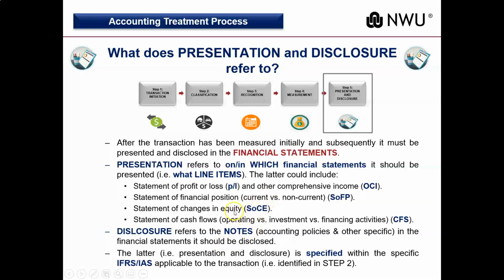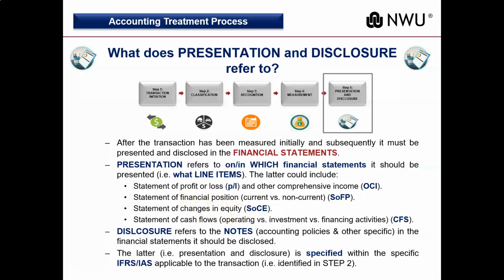Now look at the abbreviation. Equity per se means it's got something to do with the owners of the entity. So whenever the owners of the entity have made a further capital contribution to the entity, that will be reflected in the statement of changes in equity. The profits that the entity is going to make, to whom do those profits belong? That belongs to the owners of that entity. So that will also be disclosed in the statement of changes in equity.